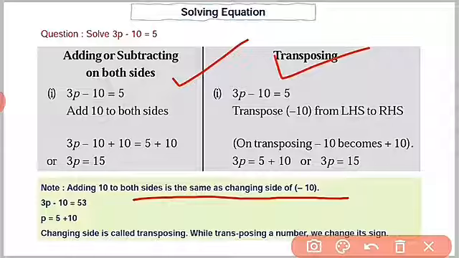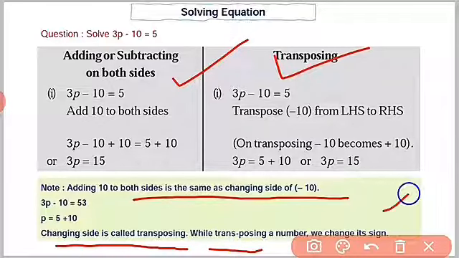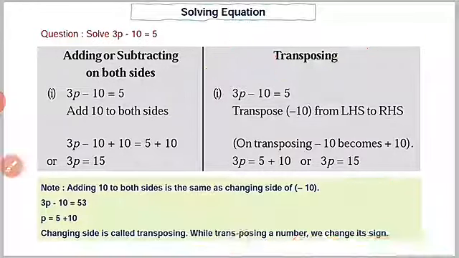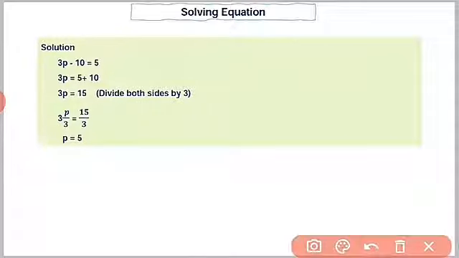So what we get: changing the side is called transposing. When we are changing the side of a number, it is called transposing from one side to another. While transposing a number, we change its sign. Remember this. So let's solve the equation.